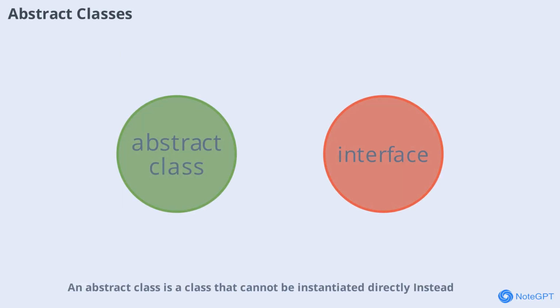An abstract class is a class that cannot be instantiated directly. Instead, it serves as a base for other classes, defining common attributes and methods. Abstract classes often include abstract methods which must be implemented by subclasses. This approach enforces a consistent interface while allowing flexibility in implementation.